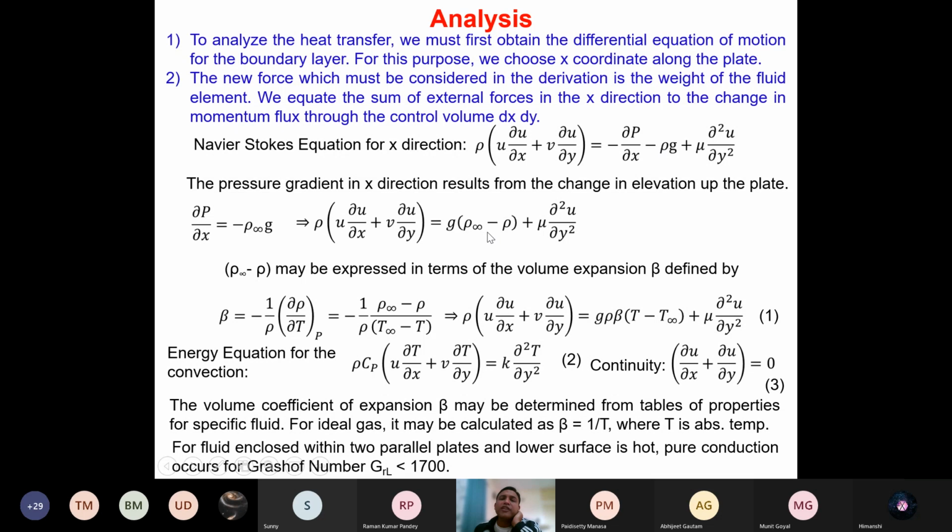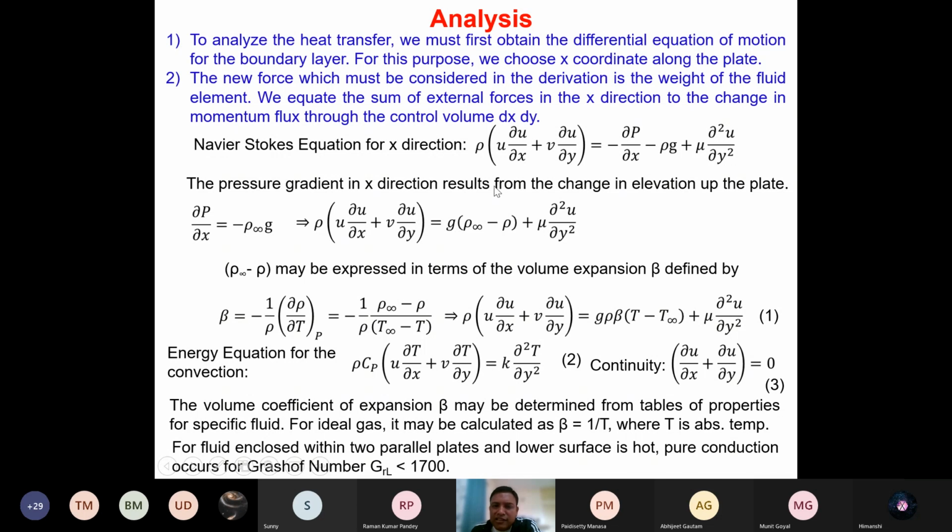So g into rho infinity minus rho, this particular term we can further replace using the coefficient of volume expansion. The coefficient of volume expansion is defined here as minus 1 by rho, dou rho by dou T at constant pressure. If you represent this in terms of the densities, we can write this as minus 1 by rho, rho infinity minus rho divided by T infinity minus T. If you rearrange this, rho infinity minus rho can be given as beta into rho into T infinity minus T, and this minus sign will also be counted here.